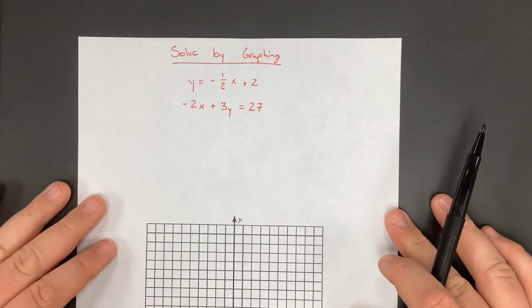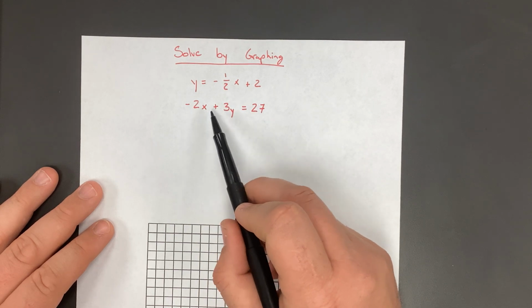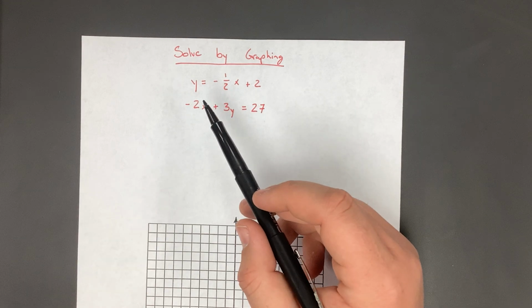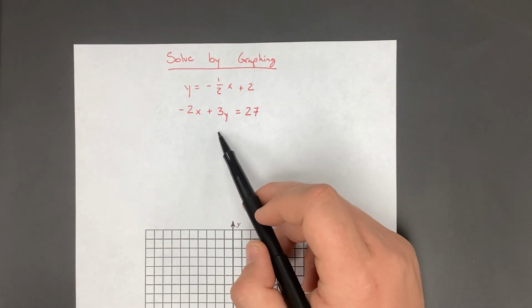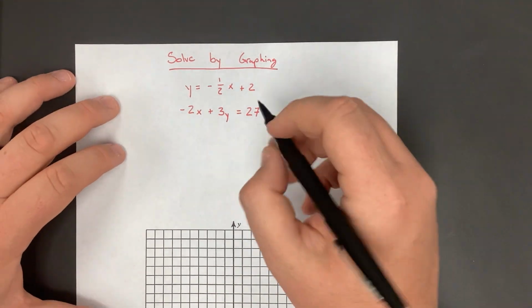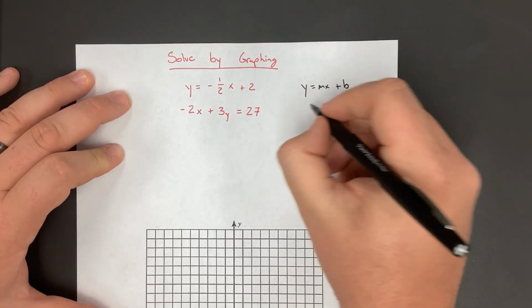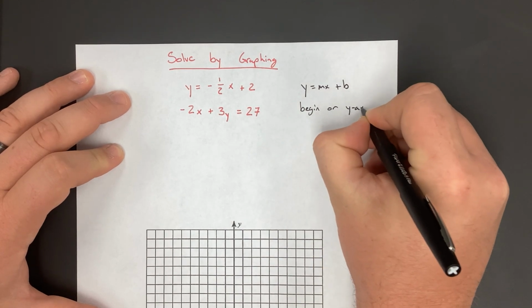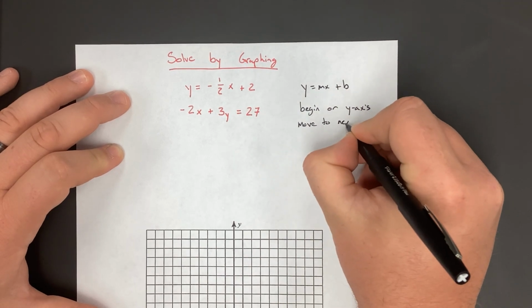All right, last example in this video is going to be solved by graphing. So I have y is equal to negative 1 over 2x plus 2, and then negative 2x plus 3y is equal to 27. And we're going to get a bit of a review of graphing slope-intercept equations, as well as going from standard form to slope-intercept. Okay, so remember slope-intercept, y equals mx plus b. That b tells us where to begin on the y-axis. The m tells us how to move to the next point.